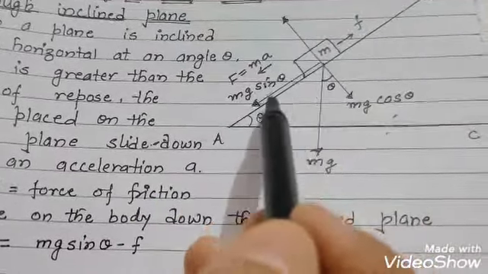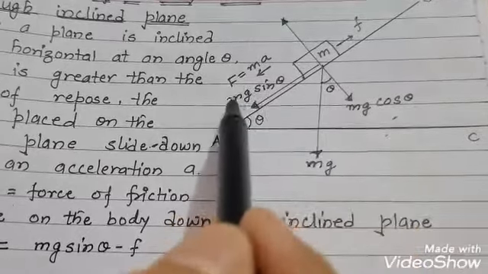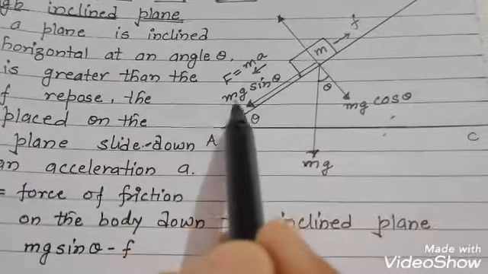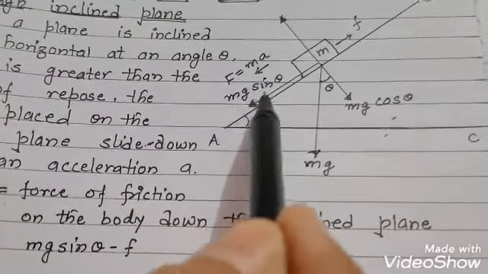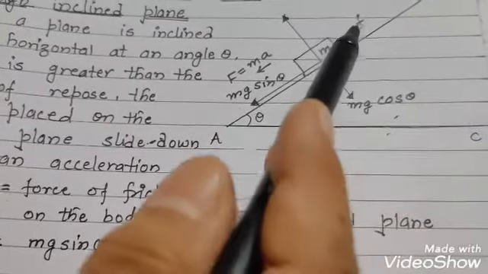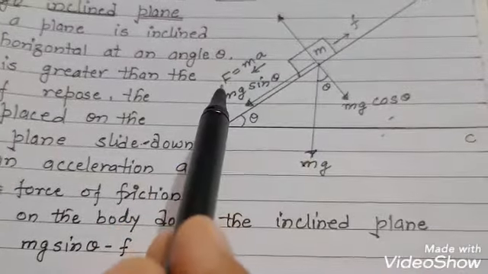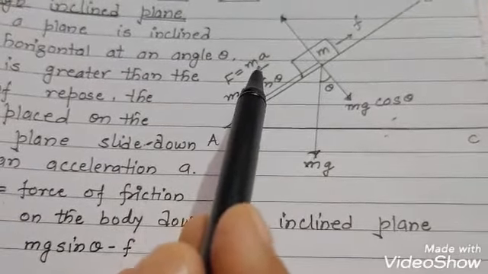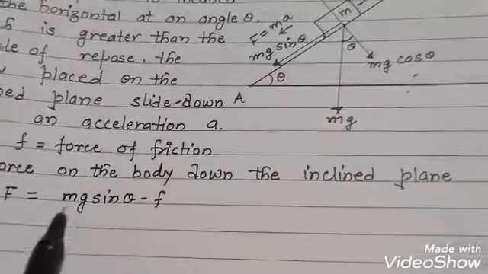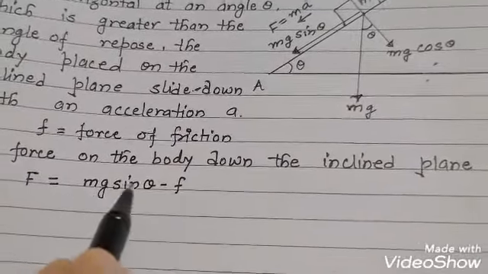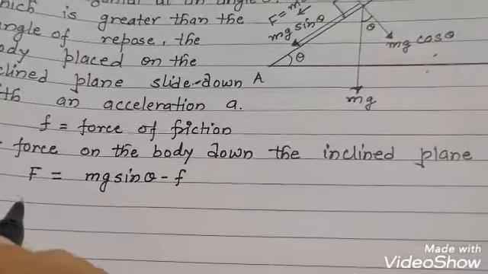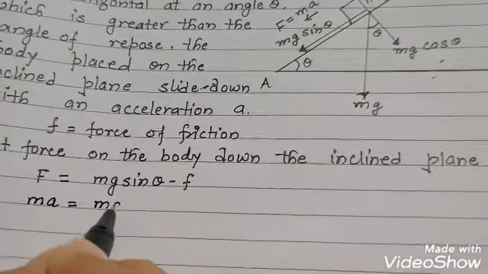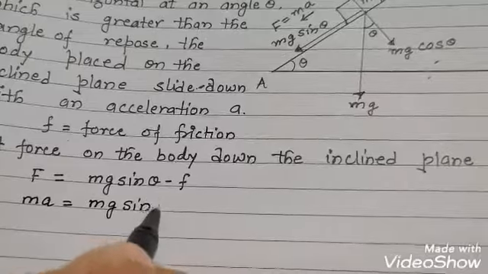So obviously the resultant of these two will provide F, and because F is working in this direction, mg sin theta must be greater, so that mg sin theta minus f will provide this capital F, or you can say equal to ma. So here F is equal to mg sin theta minus f. This F is equal to mass into acceleration, ma, and it is mg sin theta minus f.